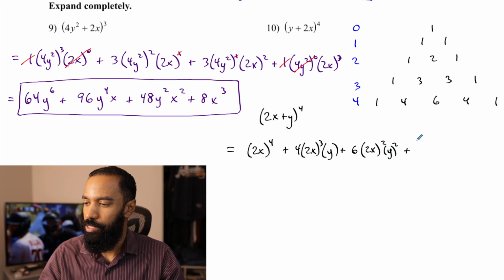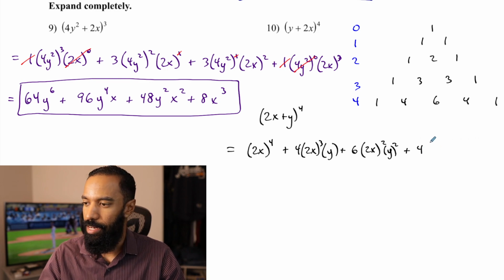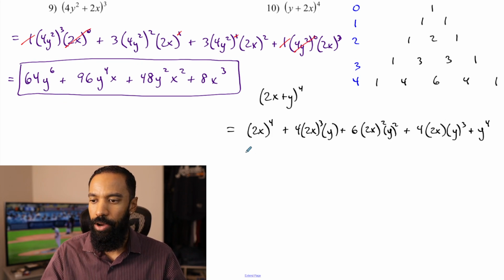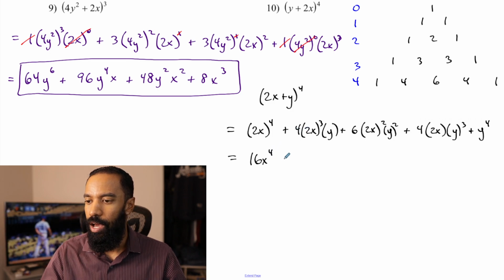Parentheses. Plus 4. And then 2x to the 1st power. And then y gets cubed. And then plus 1 times 2x to the 0 plus y to the 4th, like that. So as we now get all that full expansion, 2 to the 4th is 16. So it's 16x to the 4th there.